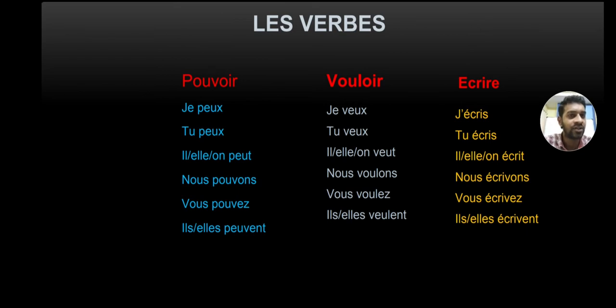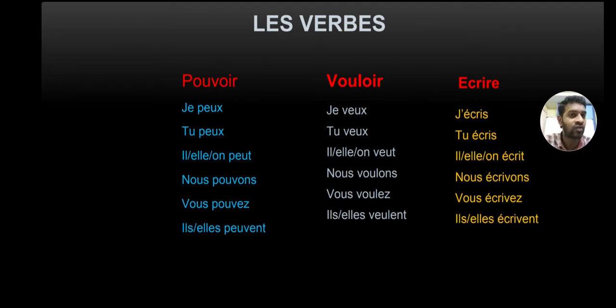So then the verb vouloir. Vouloir and pouvoir, you can see they have the same endings. The last letters, you can see. Je veux, tu veux, il veut, elle veut, on veut. Nous voulons, vous voulez, ils veulent, elles veulent.